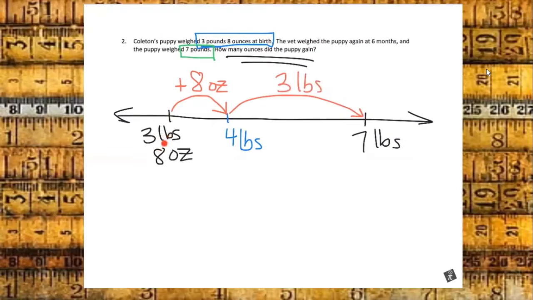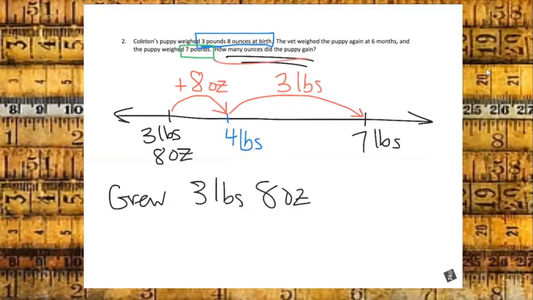So what do we have to add? How much did Colton's puppy grow from the beginning to the end? Well, we can see it grew 3 pounds, 8 ounces. But the question is saying, how many ounces did the puppy gain?